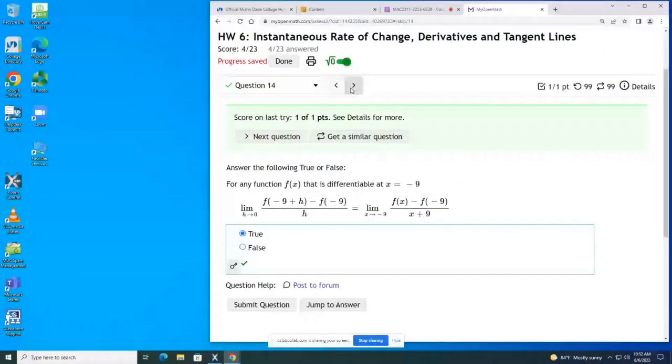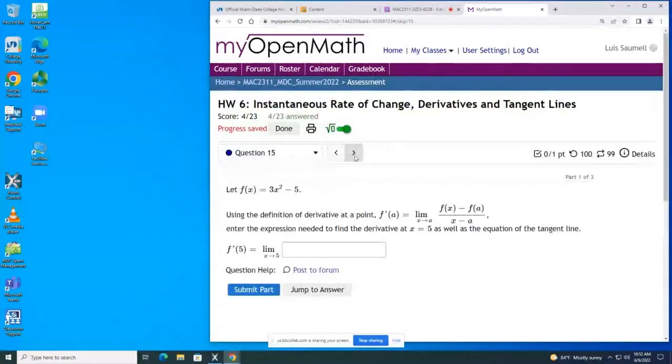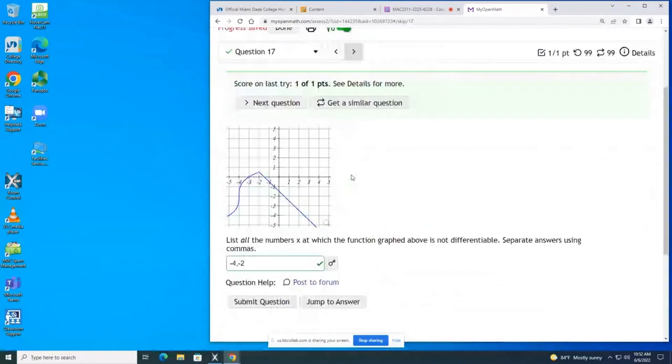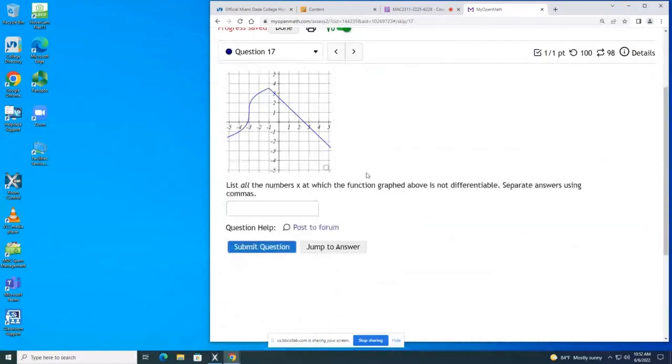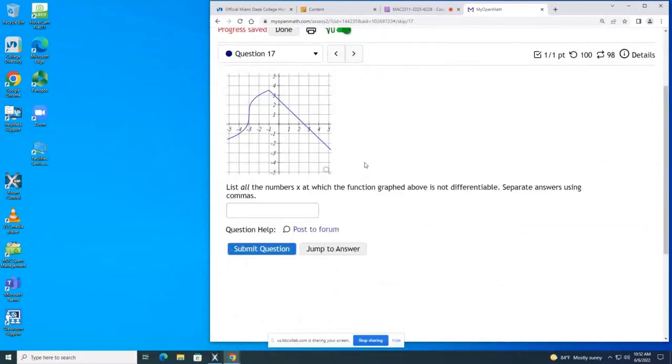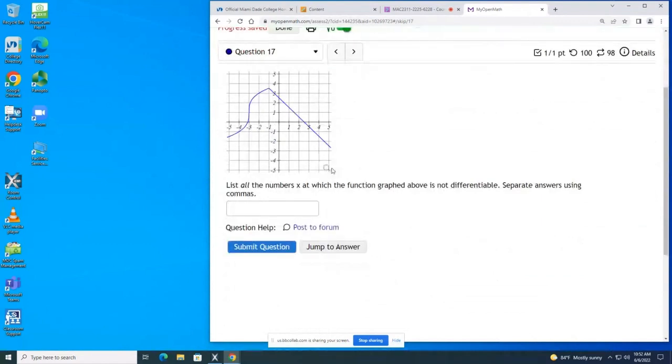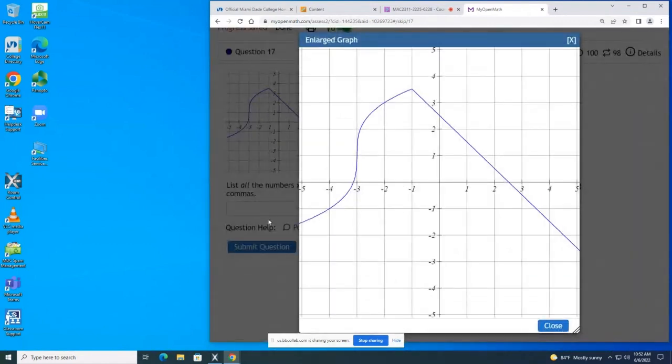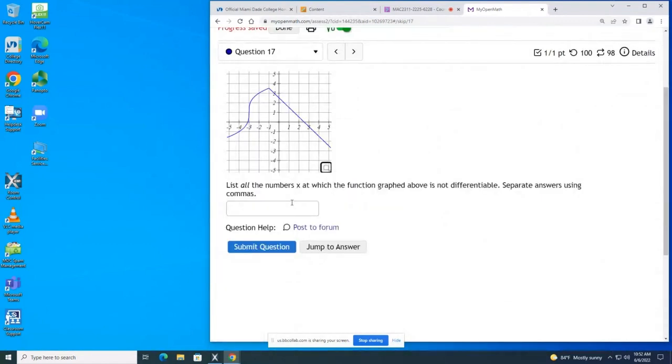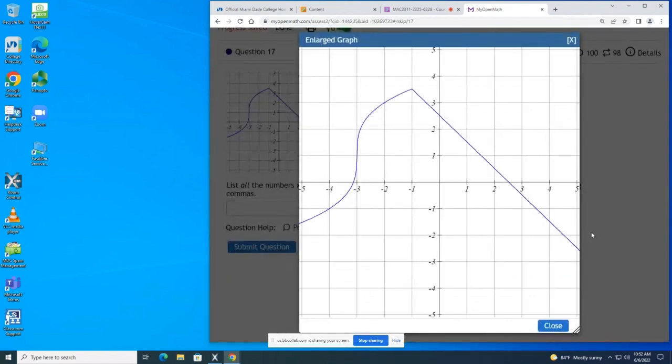And where's my picture? Okay, here. Give me the same question. Okay, so here you just need to find the points at which, let's read it. List all numbers x at which the function graphed above is not differentiable. So there's one that should be obvious to you. There is another one that could be a little bit less obvious, and that's why I wanted to show you this. Which one is the obvious one?